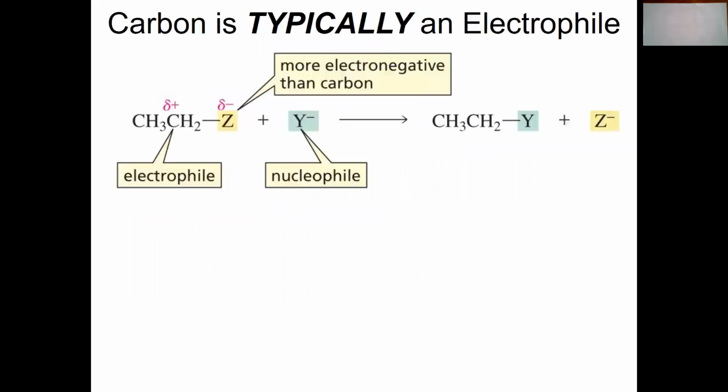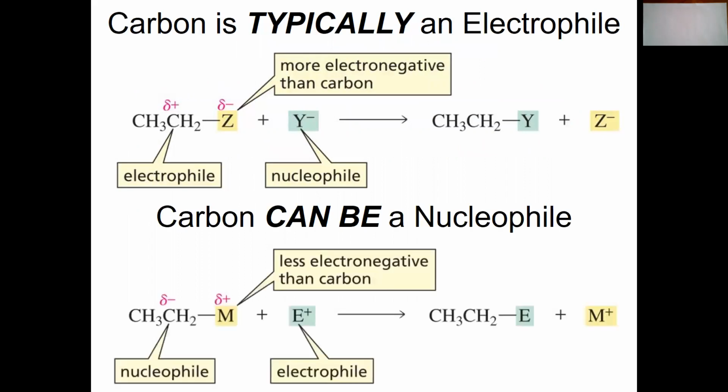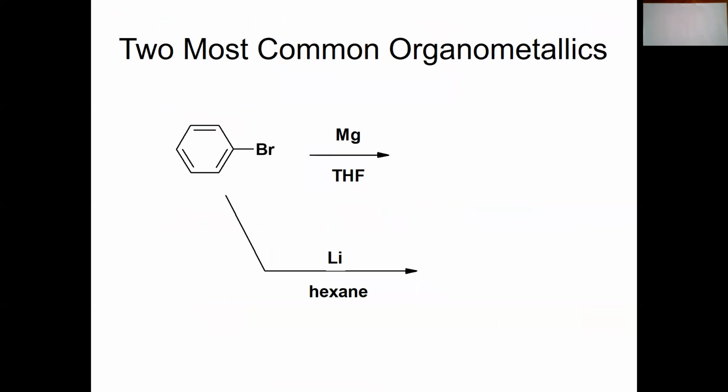organometallics with them. So naturally, we need to remind you what organometallics are, what they do. You've seen this slide at least 3 times by now. Carbon is typically an electrophile. There's typically a partially positive charge on a carbon because it's connected to an atom that's more electronegative than carbon. But carbon can be a nucleophile, and when carbon is connected to a metal, carbon is going to act as a nucleophile. Here are our favorite 2 examples of carbon acting as a nucleophile.